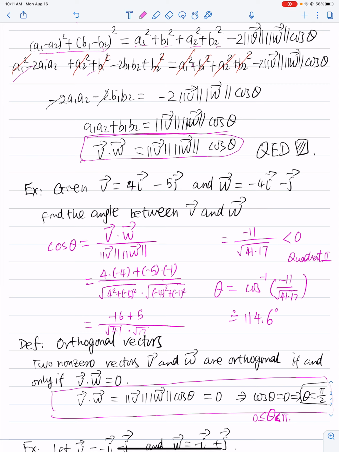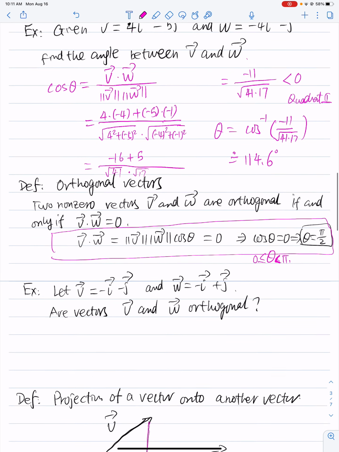Now I will make it disappear. Okay, so this is this one. Okay, so you use the formula to find cosine theta and then find the cosine inverse. Okay, that is the angle.